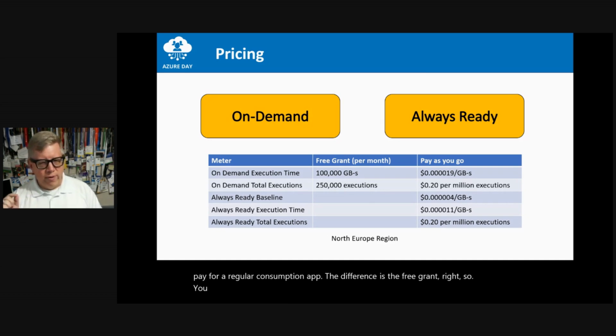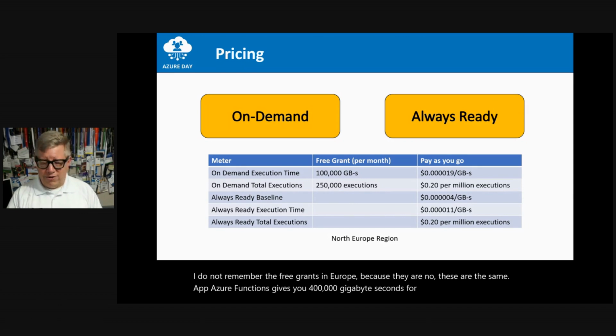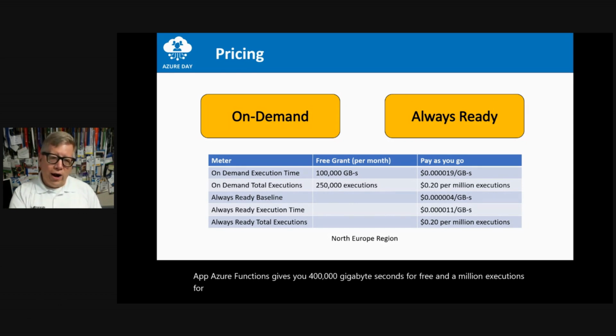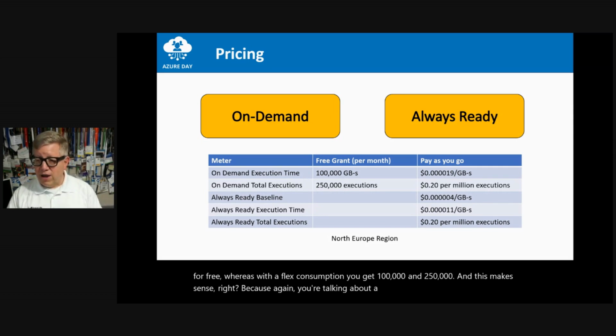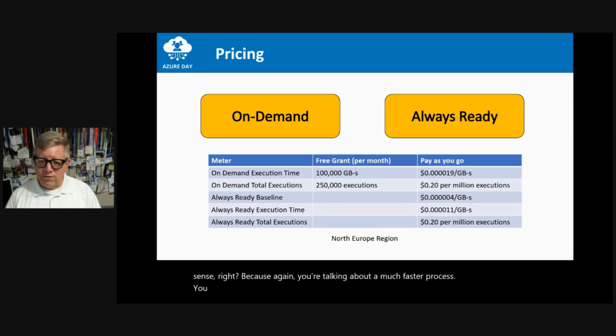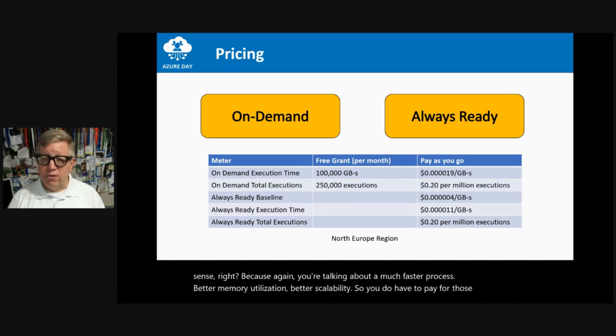I do not remember the free grants in Europe, or no, these are the same. On a consumption app, Azure Functions gives you 400,000 gigabyte seconds for free and 1 million executions for free. Whereas with flex consumption, you get 100,000 and 250,000. And this makes sense, right? Because again, you're talking about a much faster process, better memory utilization, better scalability. So you do have to pay for those better features in some way, right?